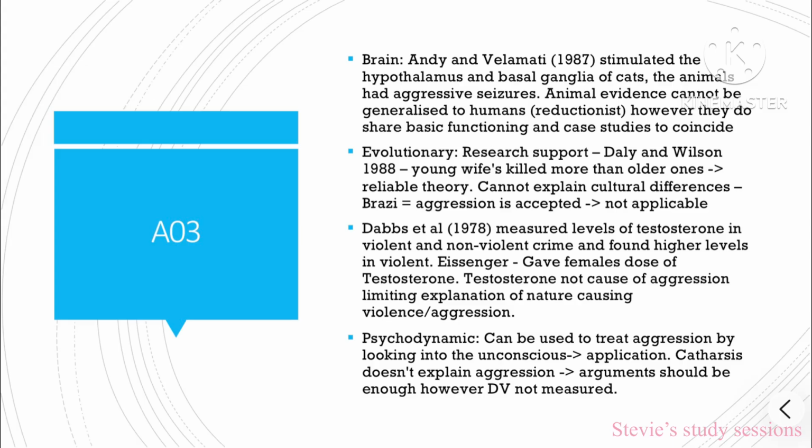Dabbs et al., 1978, measured the levels of testosterone in violent and non-violent crimes and found higher levels in violent crimes. Eger gave females a dose of testosterone. Testosterone did not cause aggression. This means this theory is limited in explaining the cause of aggression. The psychodynamic approach can be used to treat aggression by looking into the unconscious. Therefore, it has application. However, catharsis doesn't explain aggression.